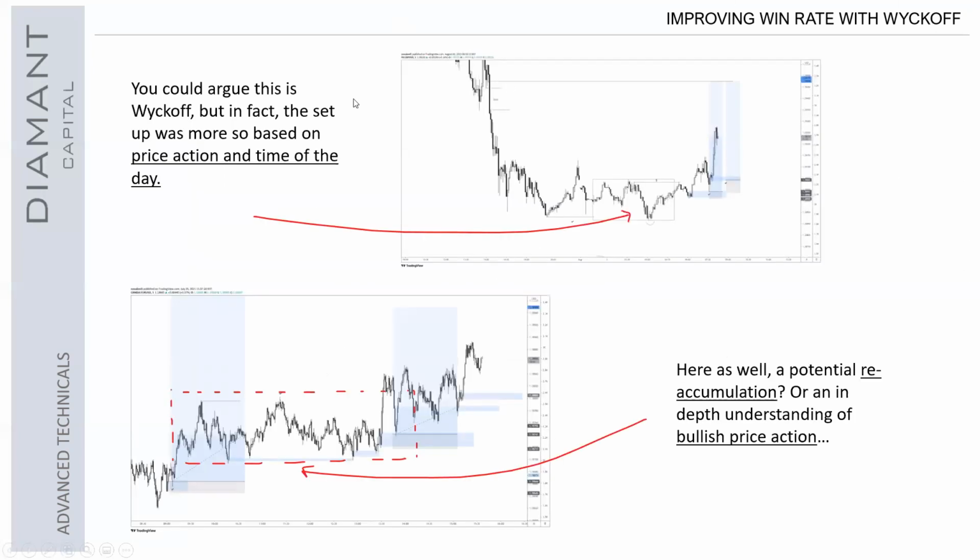You could argue this is Wyckoff, but in fact, in this example right here, we've got a few things going on. We've got the Asian range, and a London reversal back to the equilibrium of that Asian range. Other people, if they were looking at this, would say this is Wyckoff. Me personally, when I was trading this, I didn't have the Wyckoff annotations linked up or the phases split up. All it was was an in-depth understanding of price action and understanding that we're now moving bullish because of certain breaks of structure, certain confirmations. But that's all it is.